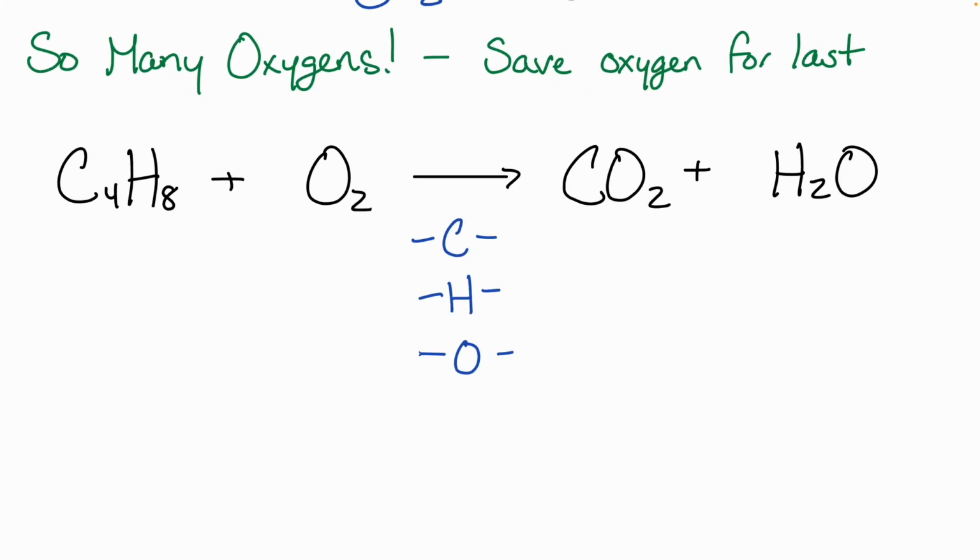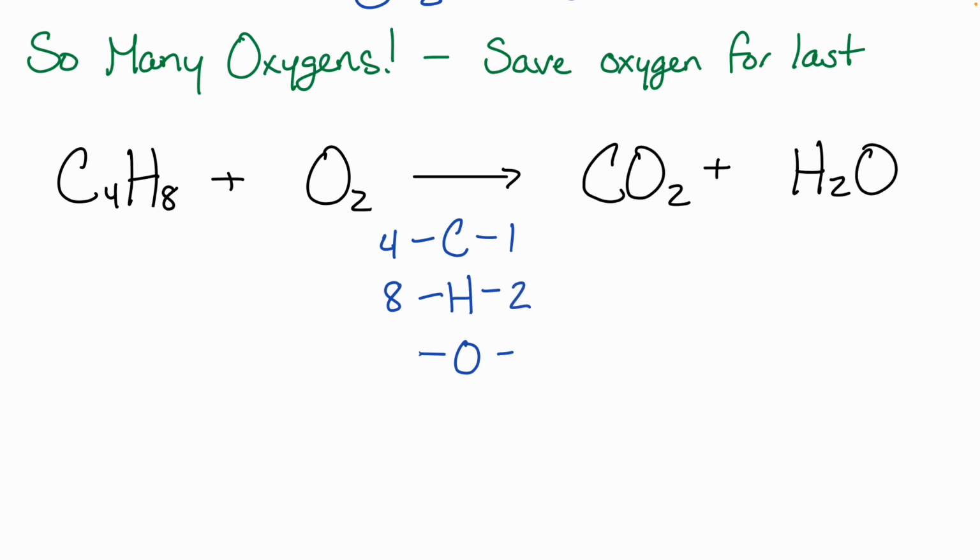Okay, again, this one we said there are so many oxygens. We've got oxygen all over the place, so we're going to save it till the end. So that means we're going to focus first on our carbons and our hydrogens. Okay, I'll first balance my CO2. And then I'm going to need 4 waters to make a total of 8 hydrogens.